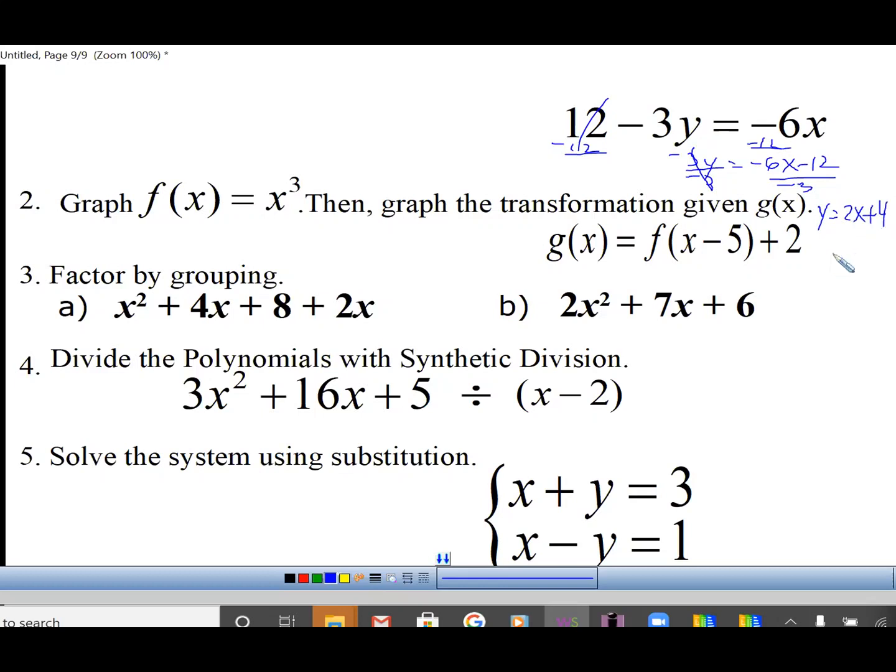Did anybody notice it was the same one from yesterday? Okay, good. We were like, what? So you're so focused on the work that you didn't even notice. Nice.